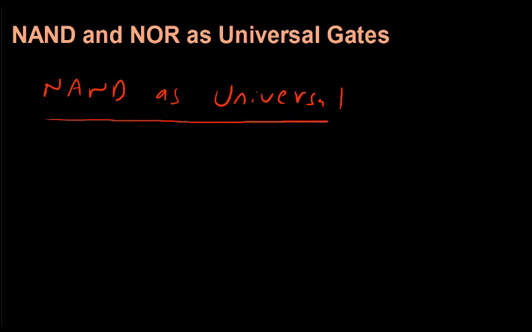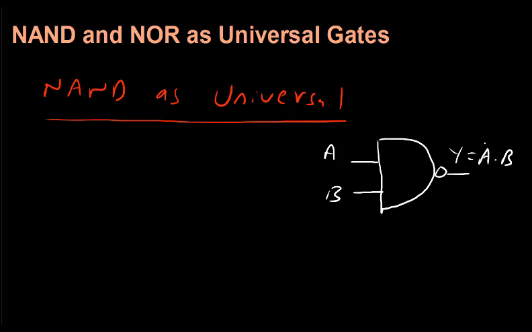Before starting with NAND as universal, let us see how the NAND gate works. Suppose this is a 2 input NAND gate. If this is A and this is B, the output is A and B the whole bar. Now first of all we see NAND as NOT. I'll just draw the diagram of NAND as NOT. So this is a NAND gate.